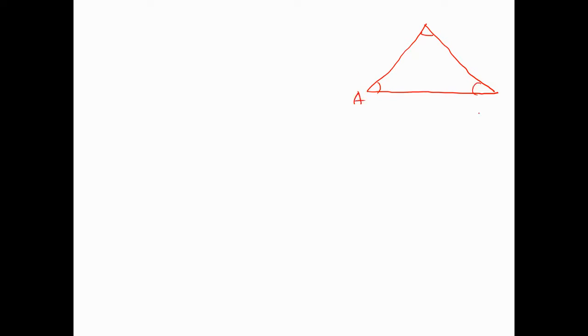And this is my point A, B, and C. Point A to B is 1 meter, point C to B is also 1 meter, and point A to C is also 1 meter. Now I want to split this triangle into two, so that I can easily find my x component and y component.